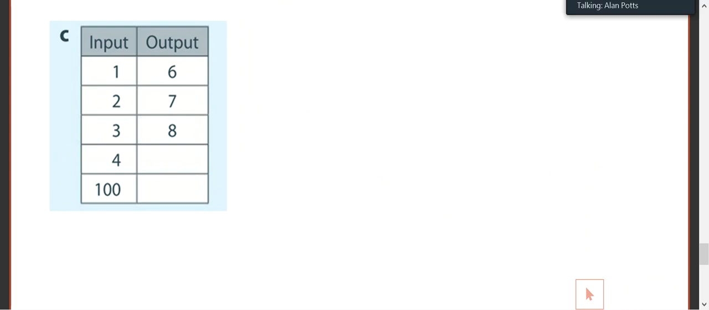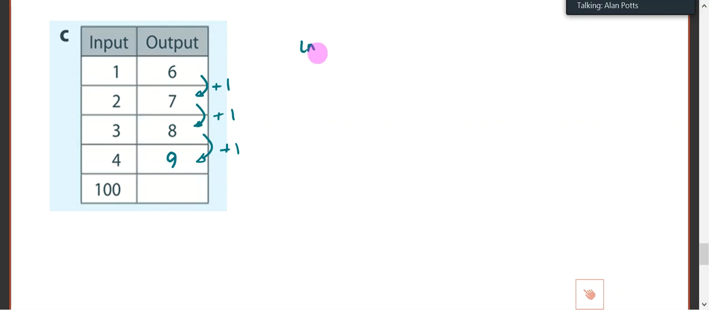Right, so what do we think? Is it linear? Yeah, why? Right, good. So it's plus one. Oh, I didn't finish the other question, by the way. We'll go back to it in a second. Right, plus one. So that will be nine. That will be 105.